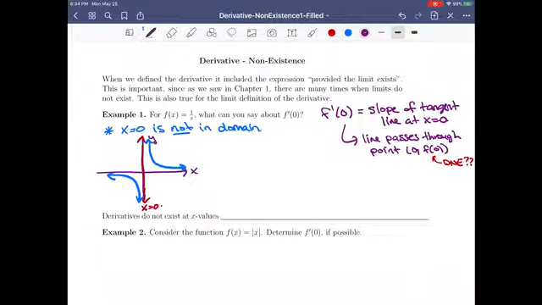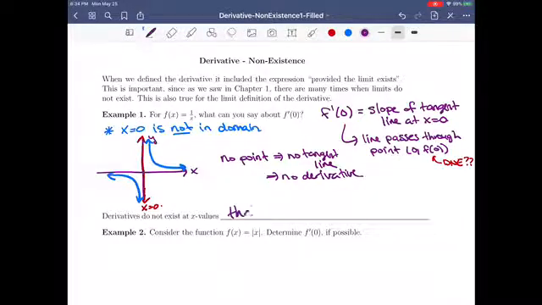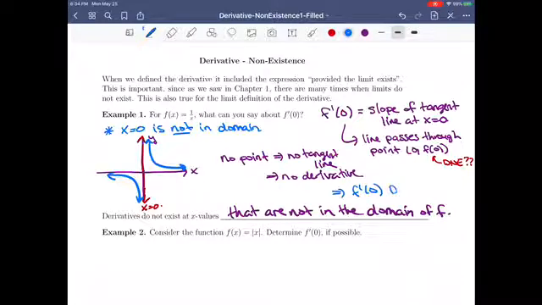So if the x value is not in the domain, that means there's no point, so there's no tangent line, which means there's no derivative. Whenever x values are not in the domain, the derivative does not exist. So here we would say f prime of 0 does not exist, because 0 is not in the domain. So that's one way where we don't have a derivative.